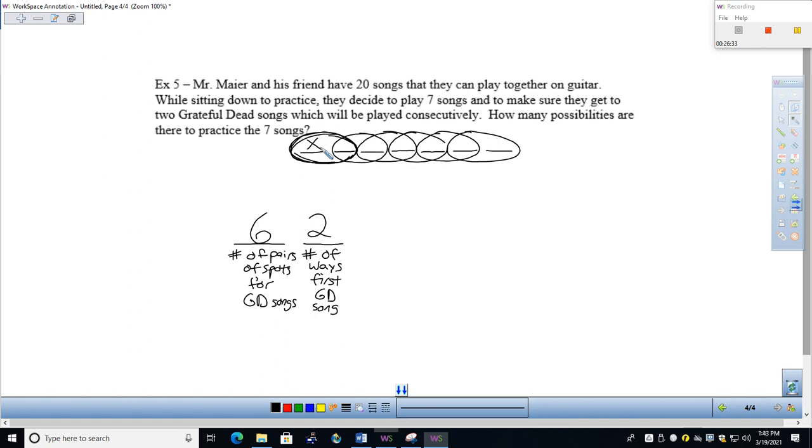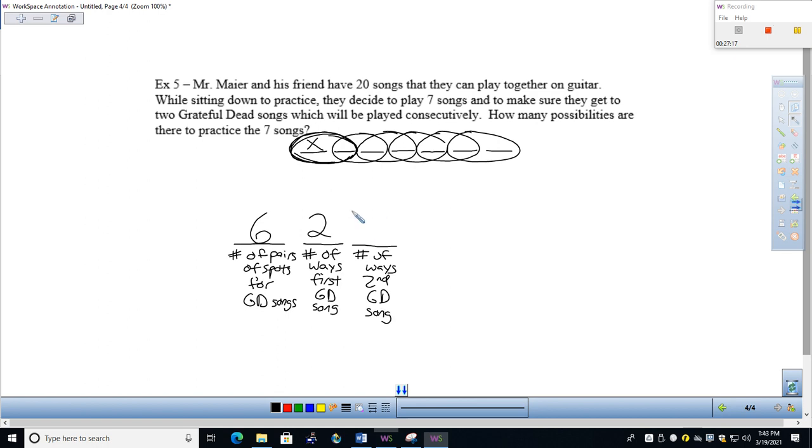Again, I've got 2 possibilities. Either one can be played there. It doesn't say one has to come before or after the other. It just says they're going to be played consecutively. All right, perfect. Now, I go to the next and I say, all well and good. I know how many possibilities there were for that one. How many possibilities are there for that slot? So this would be the number of ways the second Grateful Dead song can be played.